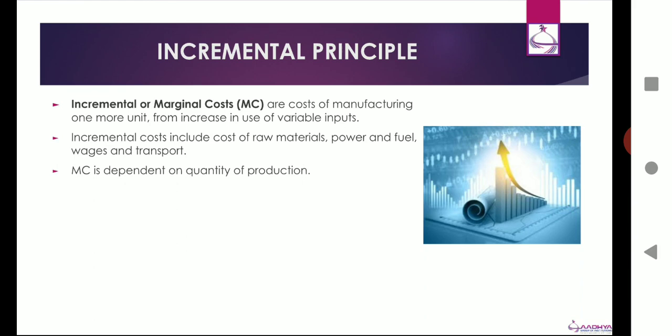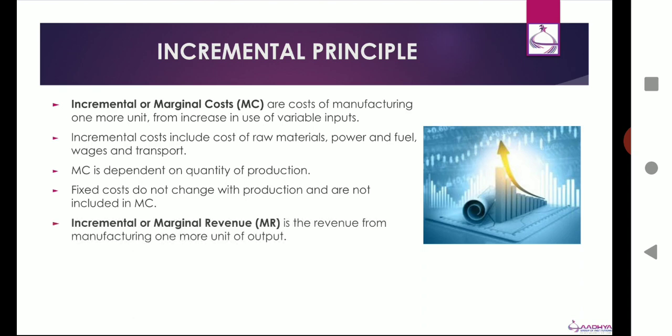But marginal cost is dependent on the quantity of production. How much extra are we producing? If you produce more, then we have to use more of these raw materials. If you produce less, then we use less of these raw materials. But there are fixed costs which do not change with production and are not included in this marginal cost calculation. What are these fixed costs? Fixed costs include the rent on the business, the payment for advertising, etc., which we do not spend more on if we produce a little bit more.